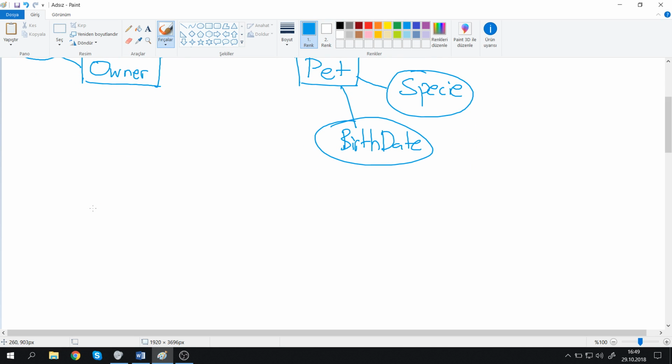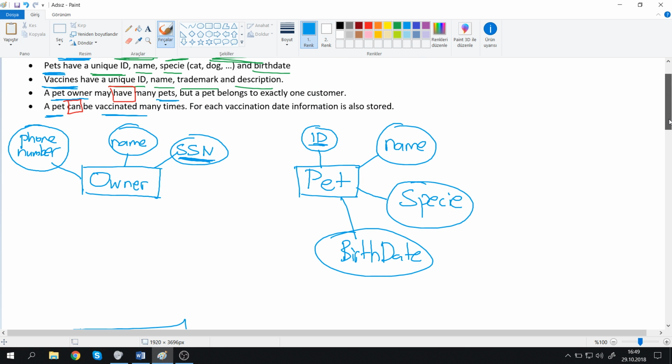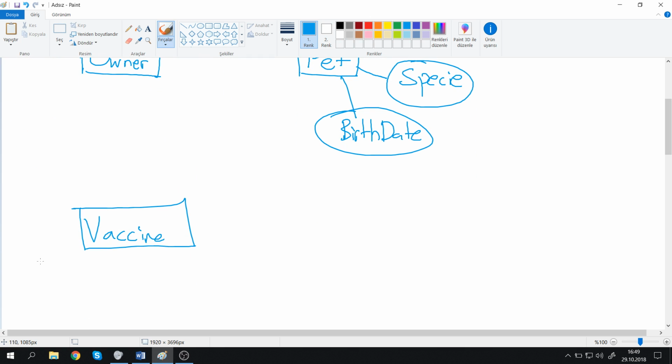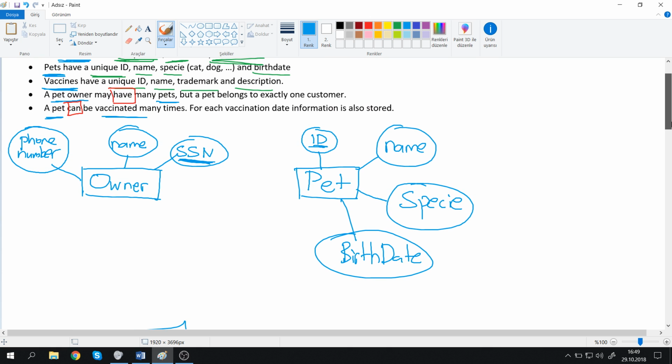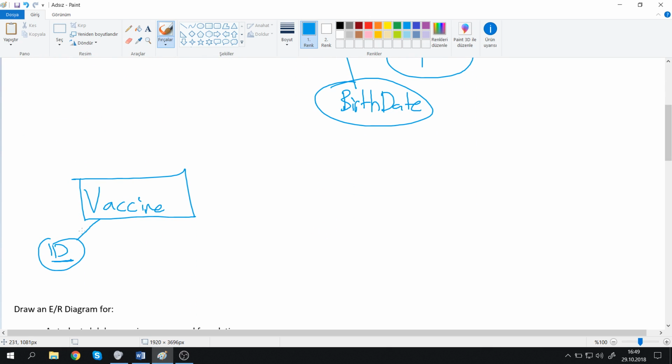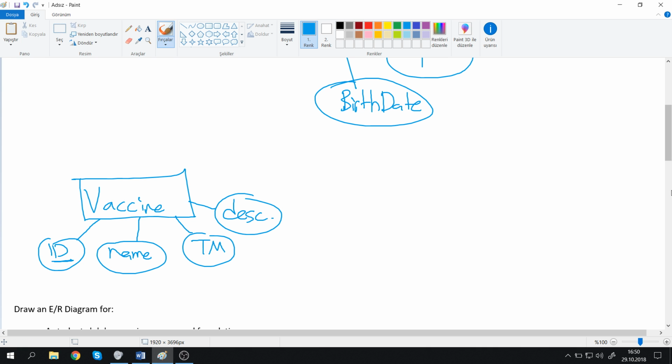So we have vaccine. Again, it's our entity, and a vaccine has a unique ID. I know that it is the primary key of this entity. Name, trademark, and description. These are the attributes of a vaccine.